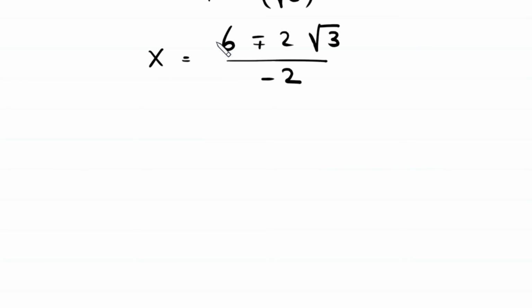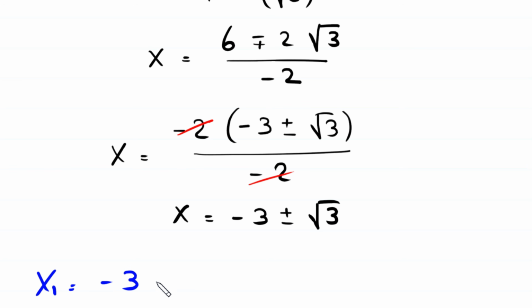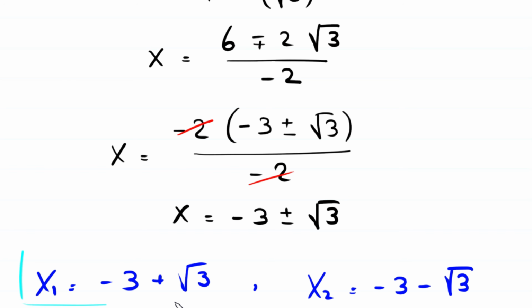Now we factor out negative 2 from the numerator. So this will become x is equal to negative 2 as common factor in brackets, negative 3 plus minus root 3, divided by negative 2. This negative 2 will be cancelled out and x will be equal to negative 3 plus minus root 3, meaning that x1 is equal to negative 3 plus root 3 and x2 is equal to negative 3 minus root 3. So we have two solutions for this equation.